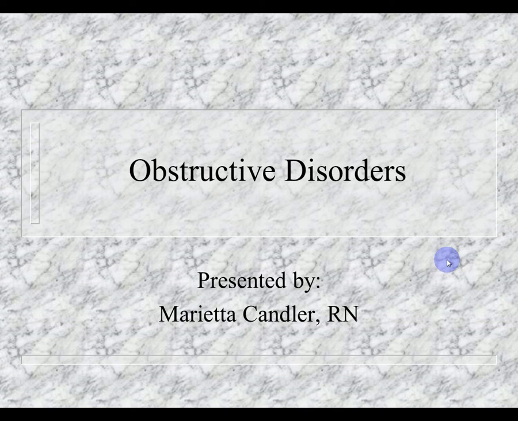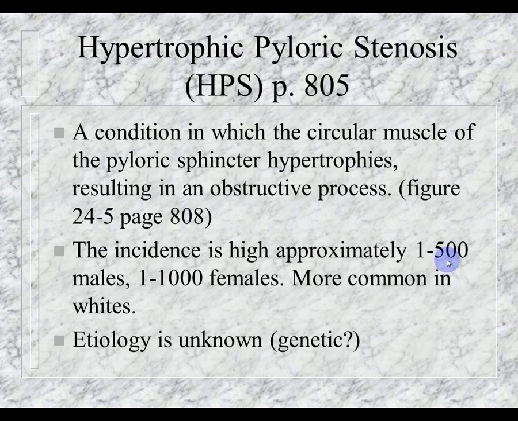Moving on to obstructive disorders. First is HPS. Hypertrophic pyloric stenosis is covered on pages 805 through 809 in your Peds book, so you can turn to those pages. This is a condition in which the circular muscle of the pyloric sphincter hypertrophies, or enlarges or thickens, and that results in an obstructive process, and the stomach will end up enlarging as well.